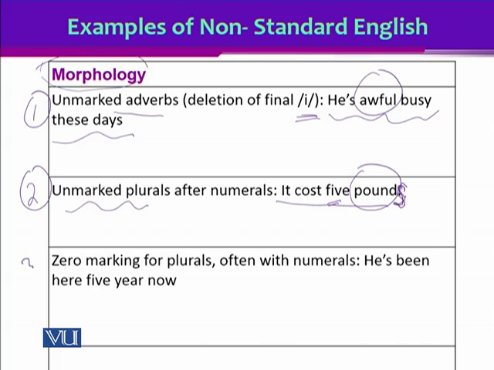The third example that I would share is of zero marking of plurals, often with numerals. Again, I would like you to look at the example. "He's been here 5 years now." Again with the numeral 5, when year is used, the plural marker S is missing in this case. So these are all the examples of the non-standard usage of English, particularly from morphology.